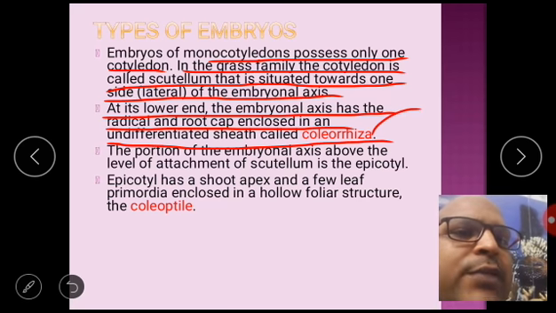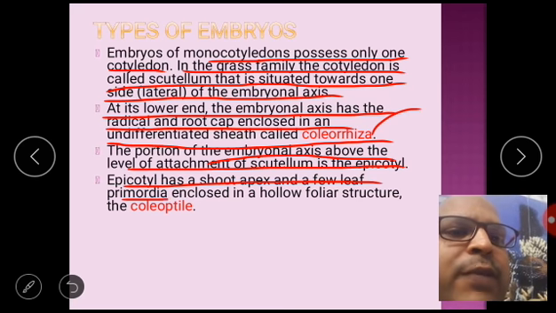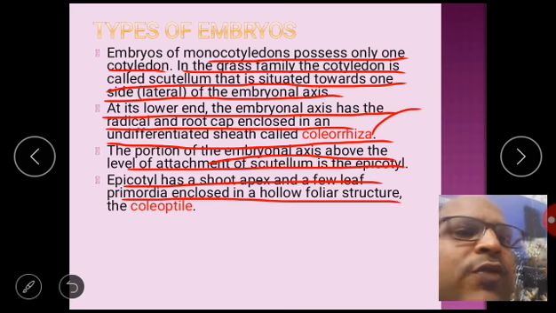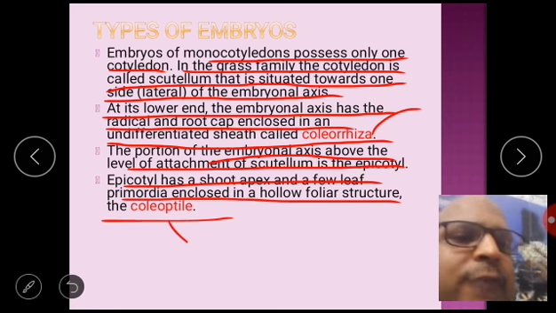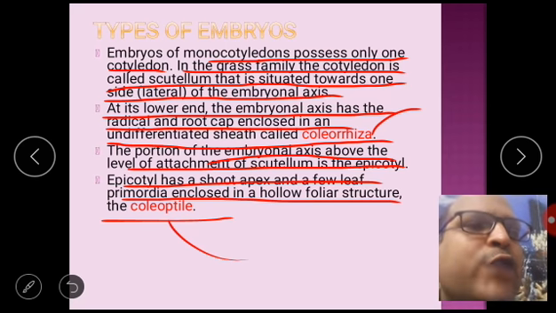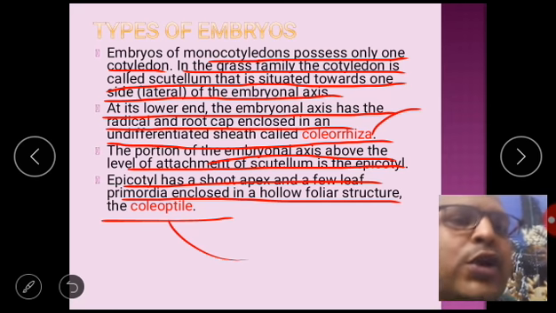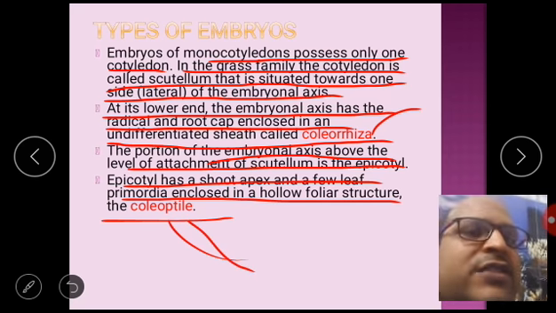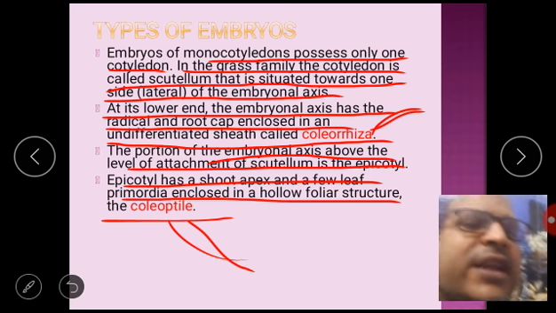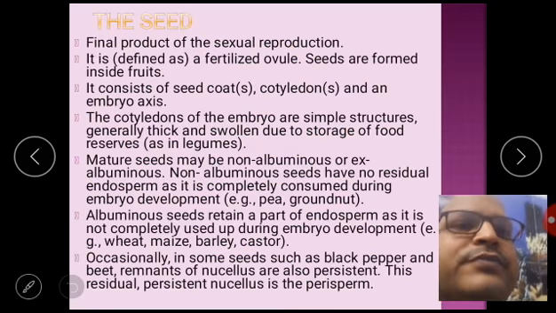The portion of the embryonal axis above the level of attachment of the scutellum is the epicotyl, and the epicotyl has the shoot apex and a few leaf primordia enclosed in a hollow foliar structure called the coleoptile. So from the coleoptile the shoot will be produced, and from the coleorhiza the root will be produced, because coleorhiza will be generated from the radicle and coleoptile will be generated from the plumule.